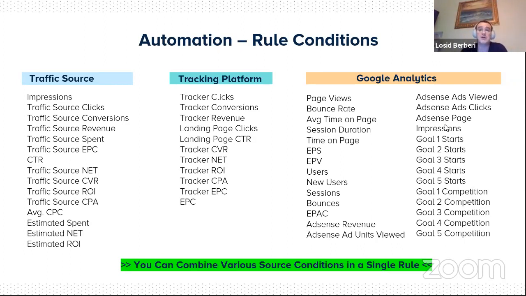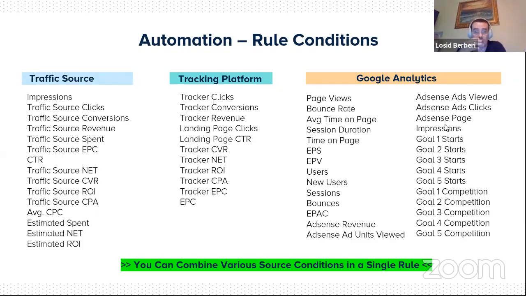And if you're using Google Analytics, you have the ability to create rules based on page views, average time on page, bounce rate, earnings per session, earnings per view, bounces, especially for those guys that are running traffic arbitrage through AdSense. You can optimize based on AdSense revenue, earnings per AdSense click, AdSense ad units viewed, AdSense ad clicks, and so on and so forth.